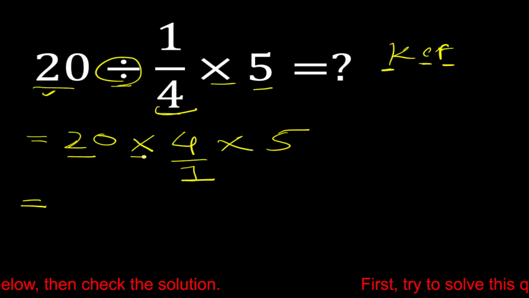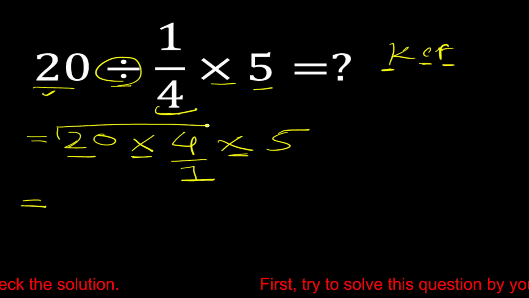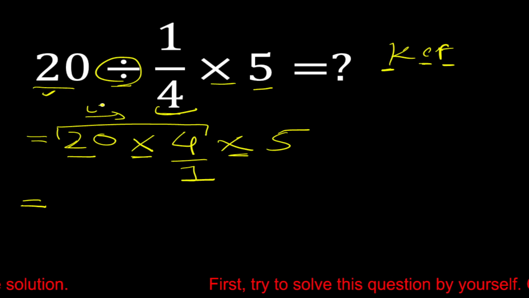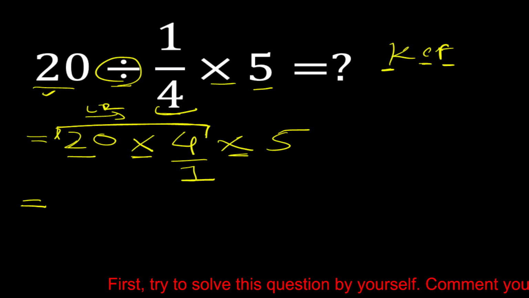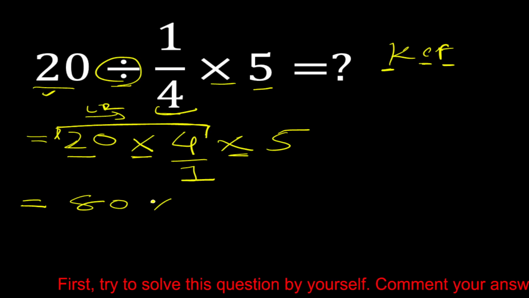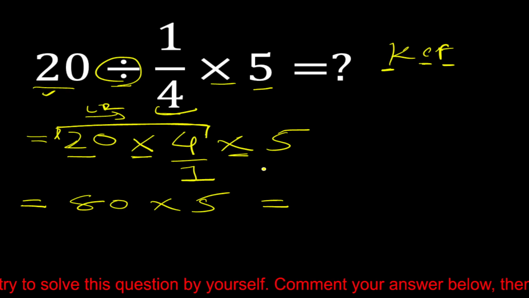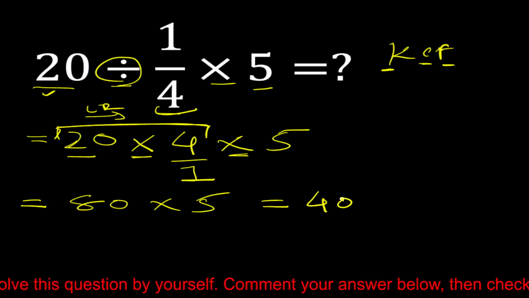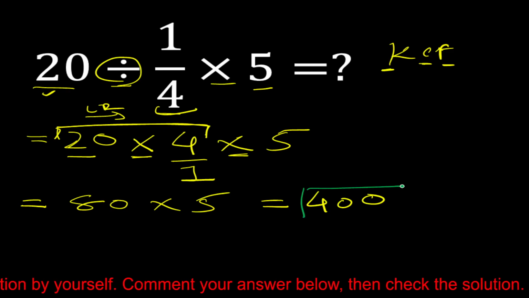Now here is multiplication and here also is multiplication. Both have equal priority, so we have to solve from left to right. So first we have to solve this multiplication: 20 multiply 4 is equal to 80, multiply 5. Now 80 multiply 5 is equal to 400. Okay, so the correct answer is 400.